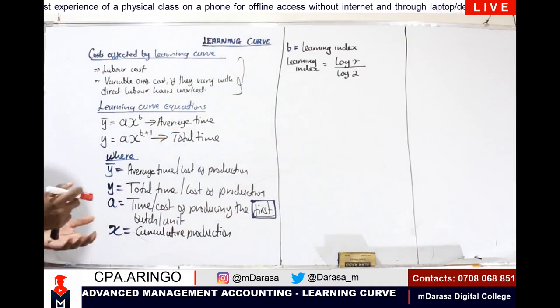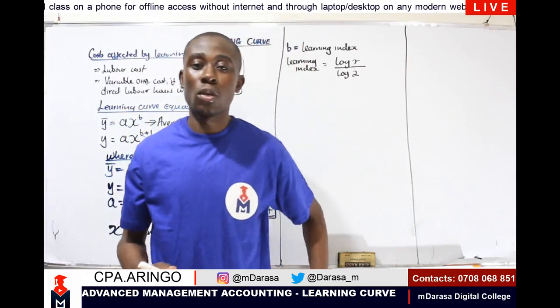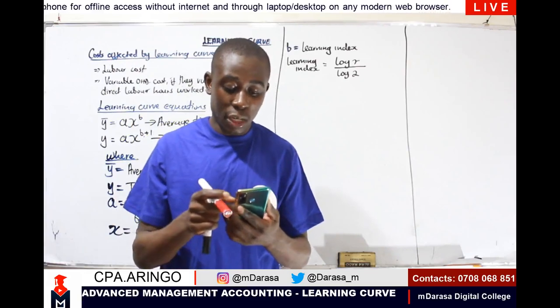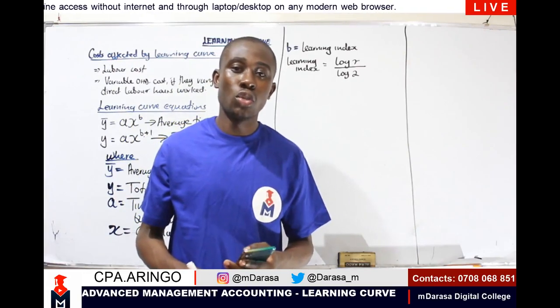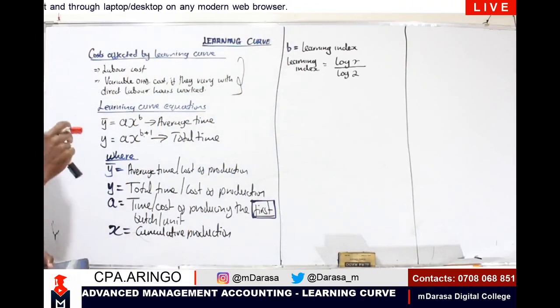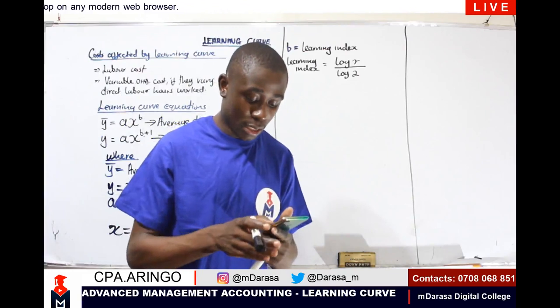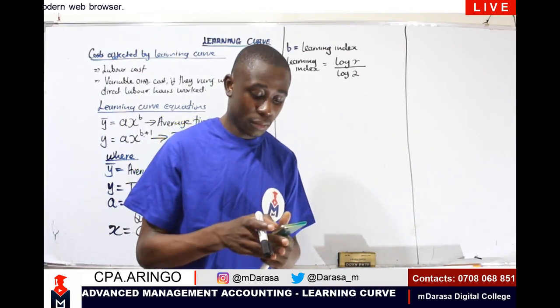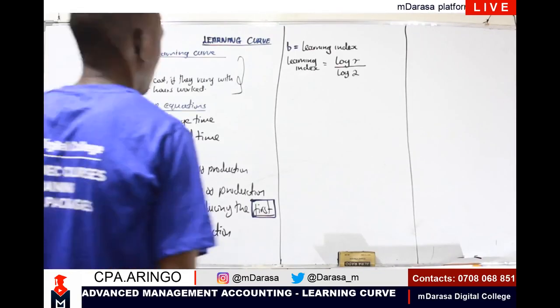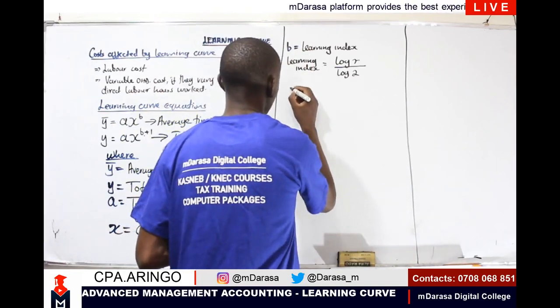So, after we've looked at this foundation of learning curve, my good students, I want us now to proceed and look at at what point it will be ideal for us to use the average time, and at what point it will be ideal for us to use the total time. So this should take us to a concept known as learning curve with doubling effect.